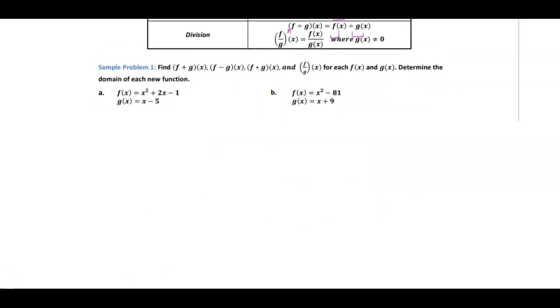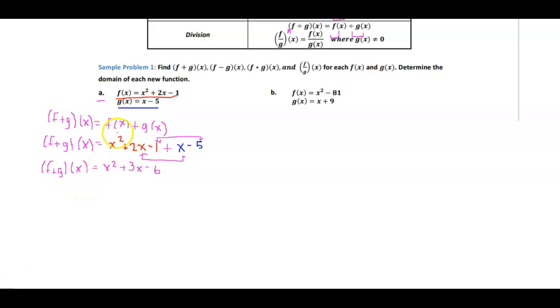They tell me to find f plus g of x, f minus g of x, f times g of x, and f divided by g of x for f of x and g of x. So I'm going to go through doing A and walk you through each one of the operations. I'm going to start with addition first.